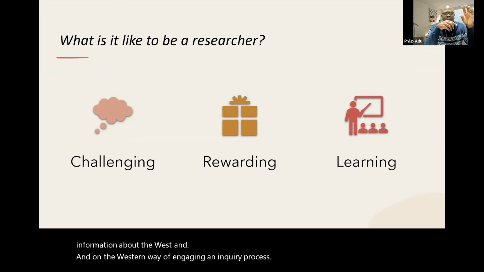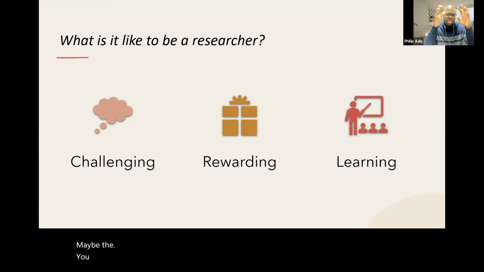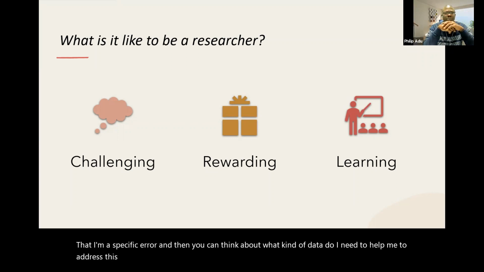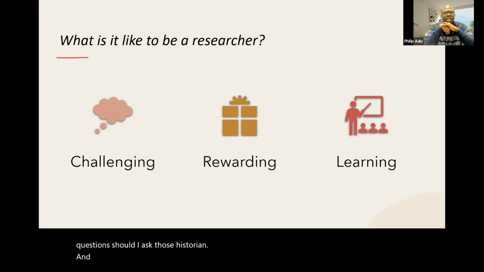You can even choose a specific time or a specific era, and then you can think about, okay, what kind of data do I need to help me address this problem, right? Sometimes you may have to speak to historians or experts in that area to get more information, and think about what kind of questions I should ask them. And then you also have to think about what kind of existing documents I can review to help me address the question that I have.